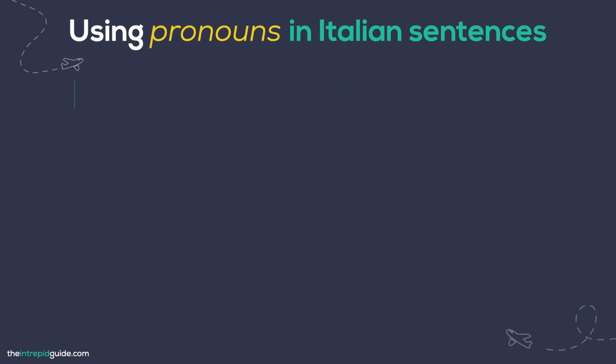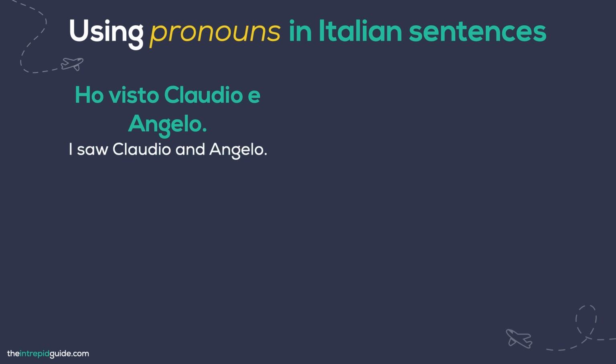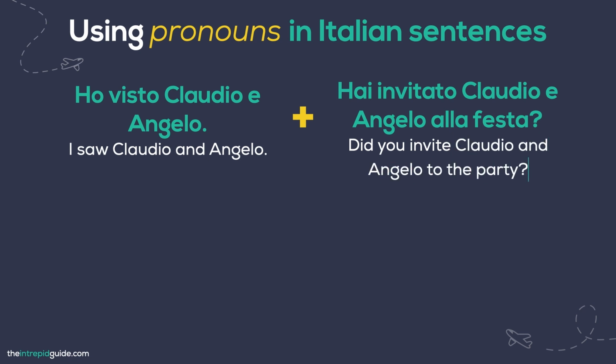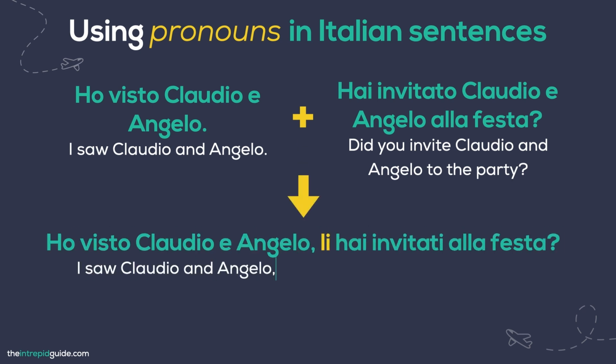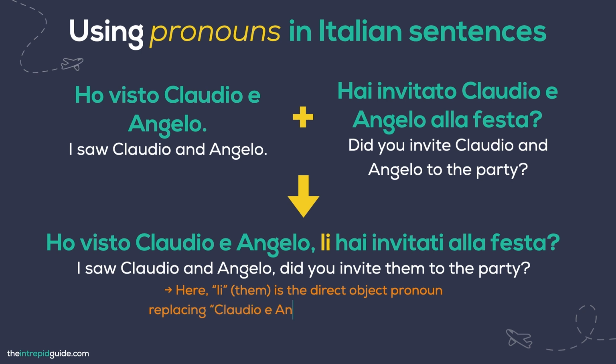Here's another example. Ho visto Claudio e Angelo. I saw Claudio and Angelo. Hai invitato Claudio e Angelo alla festa? Did you invite Claudio and Angelo to the party? If you combine these two sentences, you will get Ho visto Claudio e Angelo. Li hai invitati alla festa? I saw Claudio and Angelo. Did you invite them to the party? Here, li, meaning them, is the direct object pronoun, replacing Claudio e Angelo. Now, if you want to learn exactly how to use all Italian pronouns, make sure you watch this video lesson here. Now let's take a look at the modifiers in Italian.